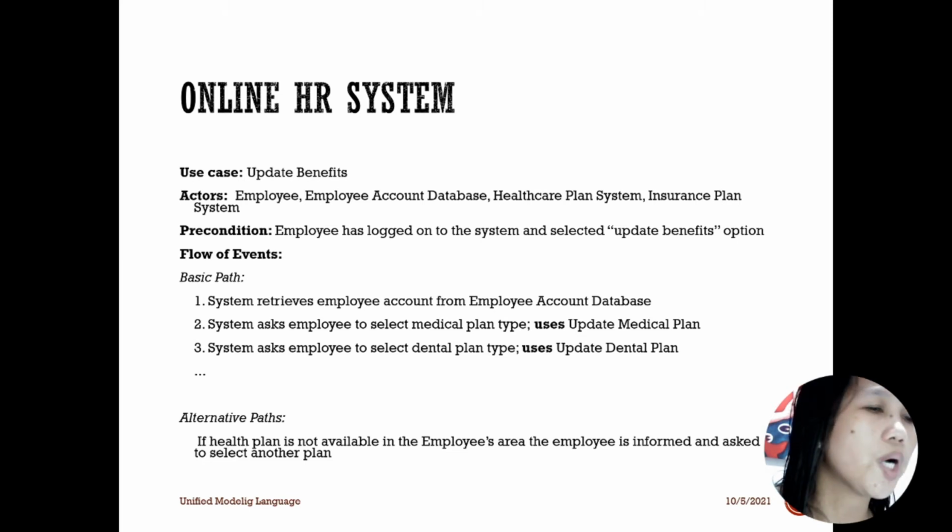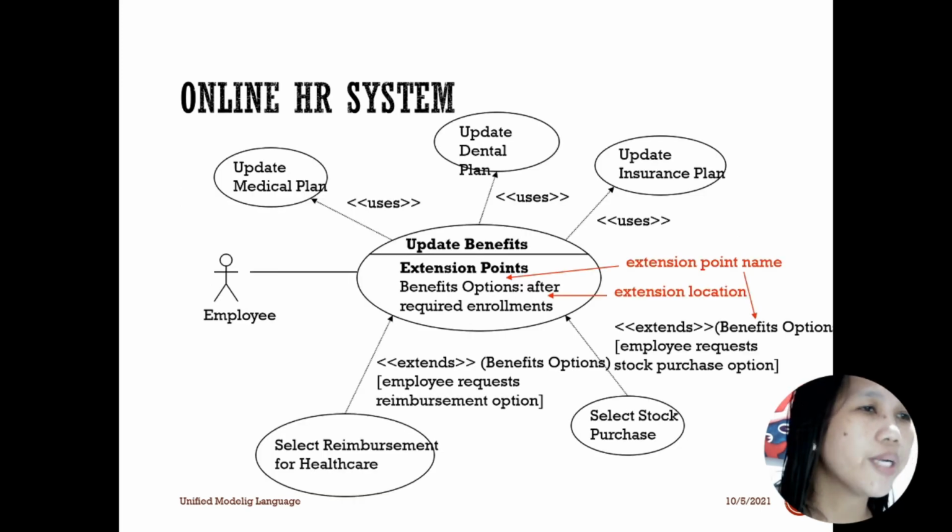What are the alternative paths for this? If the health plan is not available in the employee area, the employee is informed and asked to select another plan. Here is an example of an online HR system in combined use cases. Employee update benefit extension. This is the extension point name, and the extension location is after the required enrollment. On the top, we have three different use cases that use the update benefits extension point: update medical plan, update dental, update insurance plan.